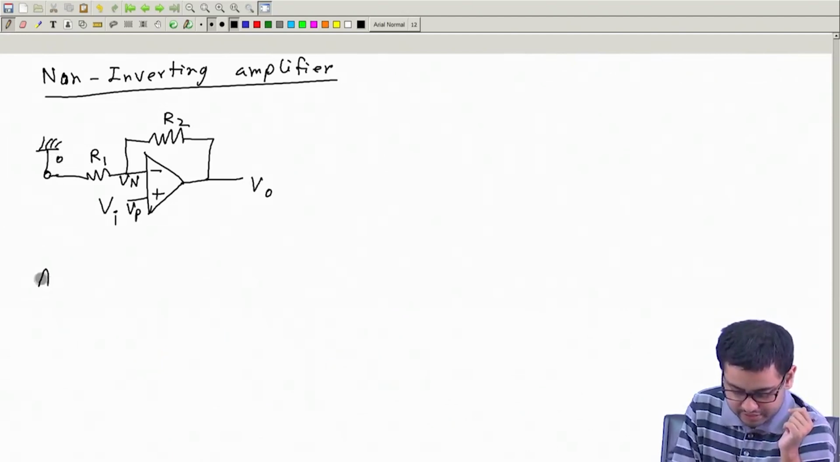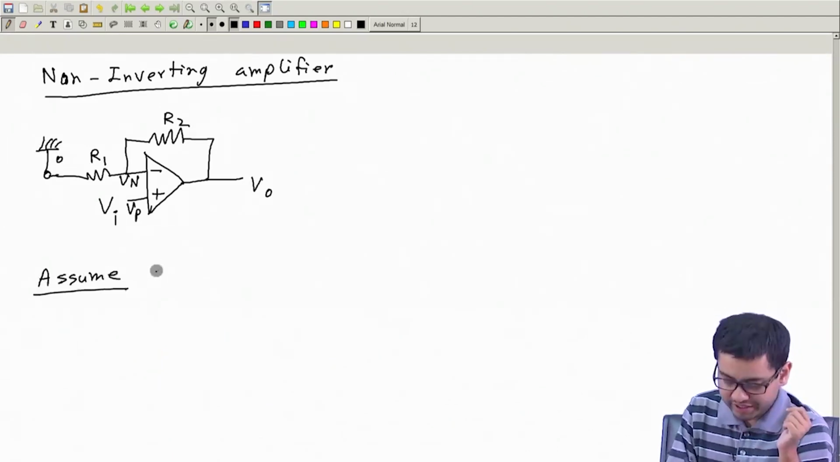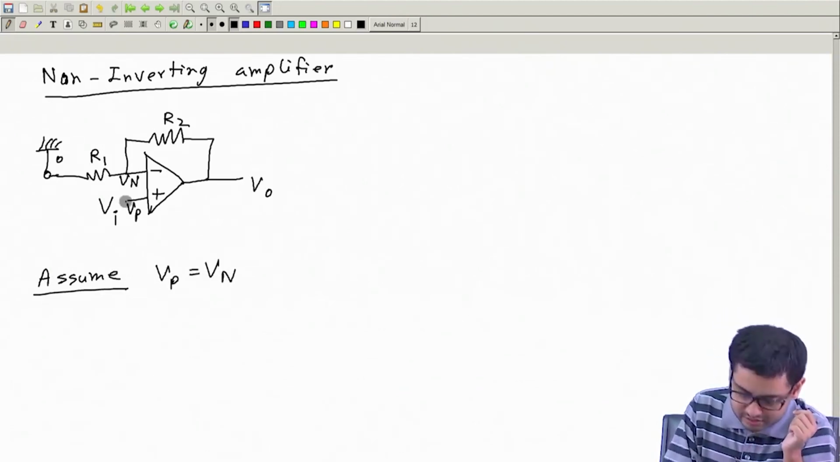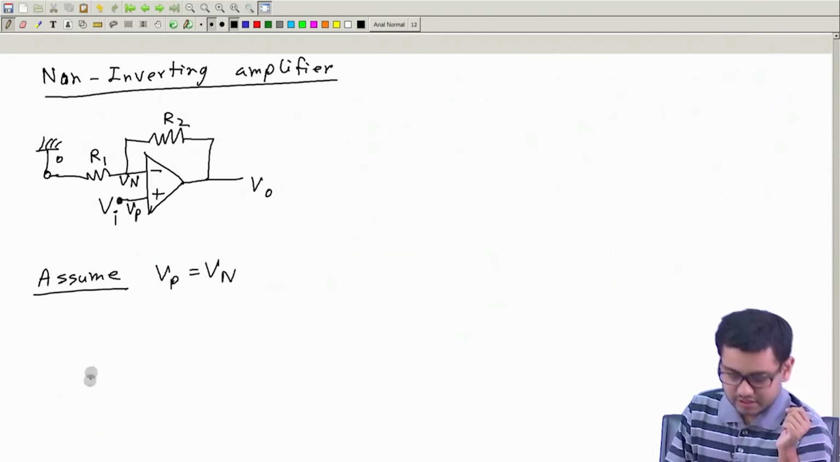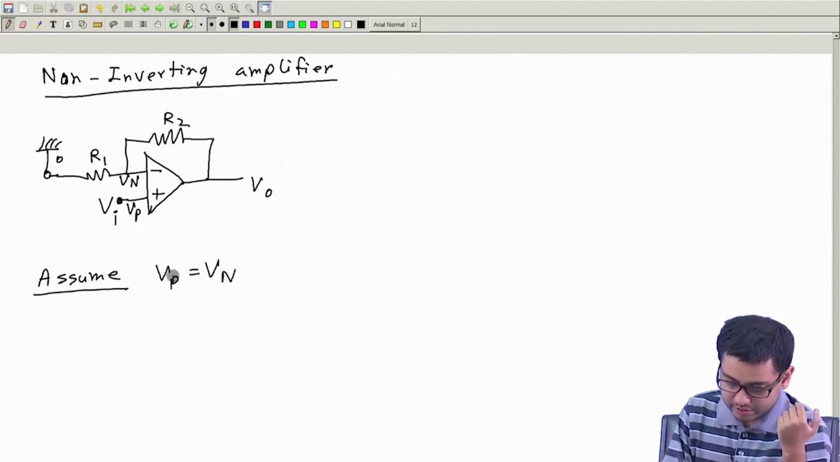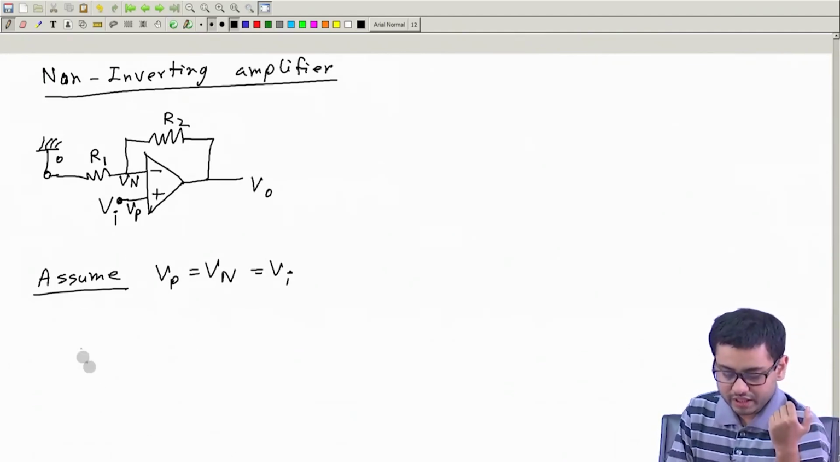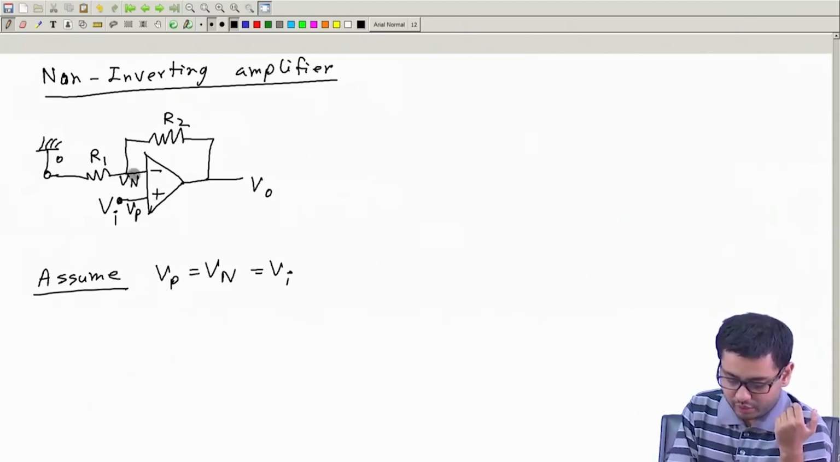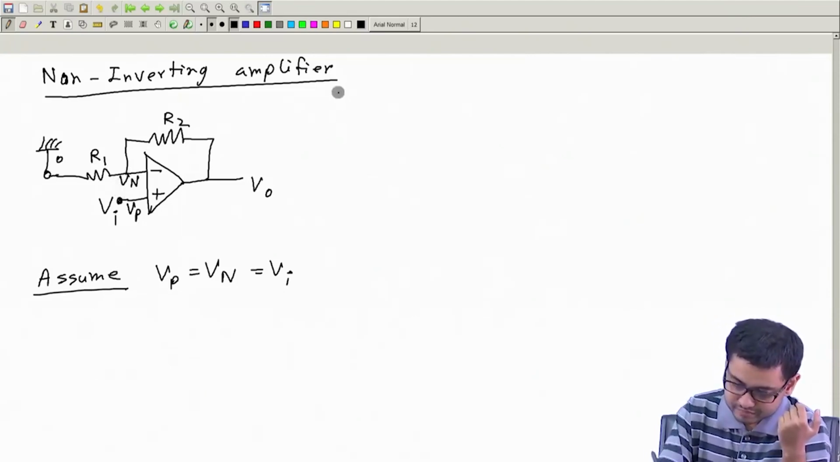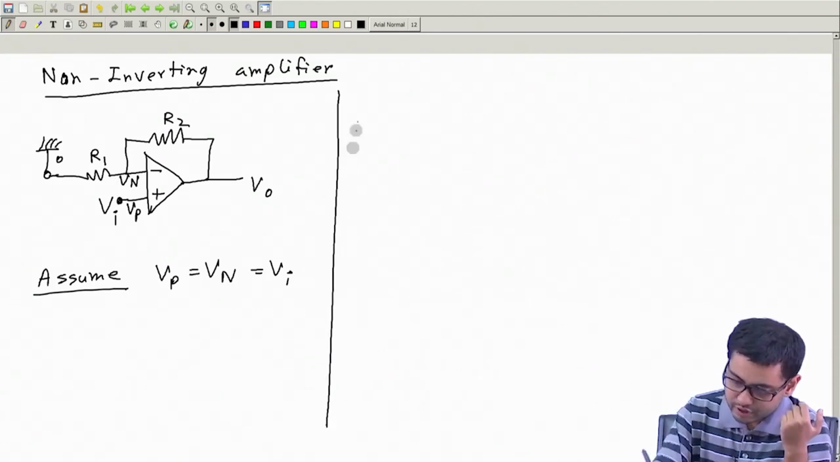Now again, assume virtual shorting, Vp equal to Vn. If that is the case, then Vp is also equal to Vi. Okay, then what can I say about Vn?